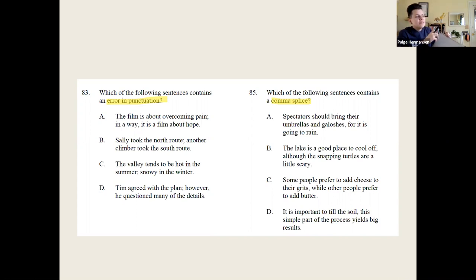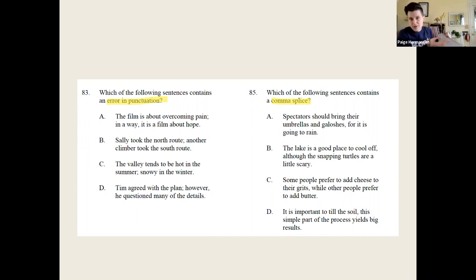What about this next one? "Sally took the north route; another climber took the south route." Great, right? Those are two complete sentences. Both sides of the semicolon look great to me. Fabulous. What about C? Uh-oh. "The valley tends to be hot in the summer; snowy in the winter." Emergency, emergency, code red. "Snowy in the winter" is not a standalone sentence, right? That's not an independent clause. It cannot stand alone. That is not right. So C is the correct answer to 83, right? That is not how semicolons work.